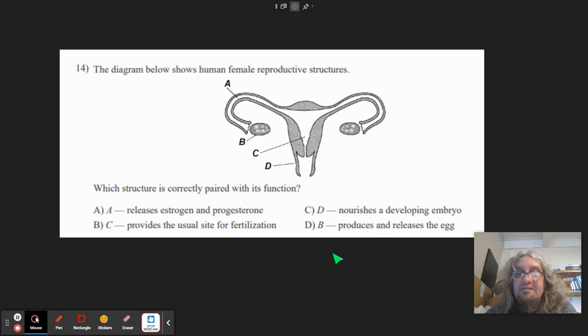D nourishes a developing embryo. Or is it choice D, B produces and releases an egg? It's confusing how they do that with the C, D, B, B. You really got to read that question carefully, because you get the right answer and then you answer it wrong just because you messed up the A, B, C, D part.